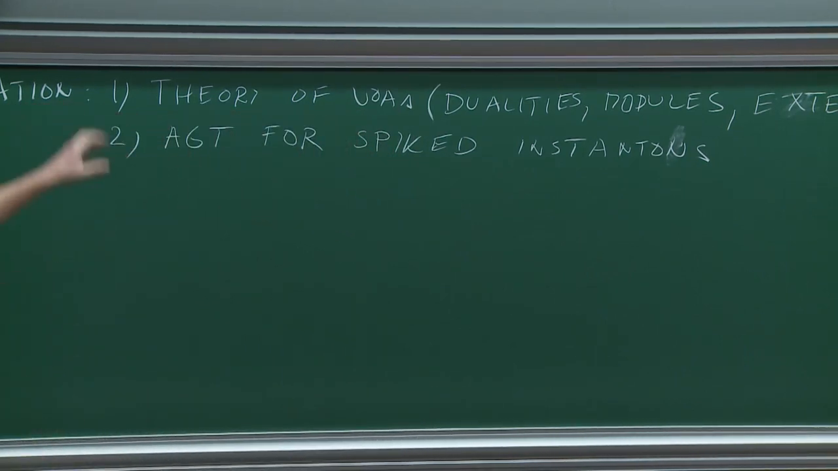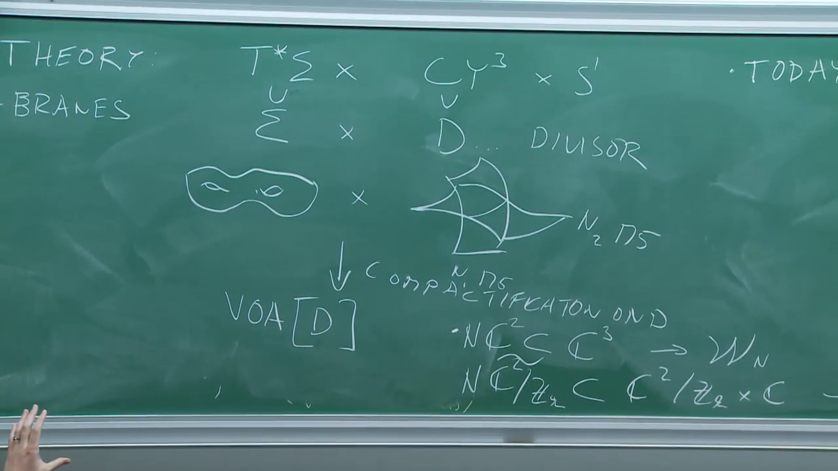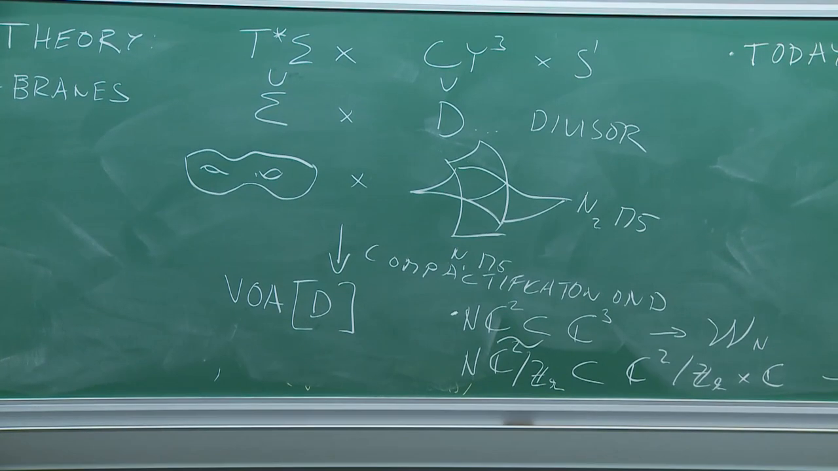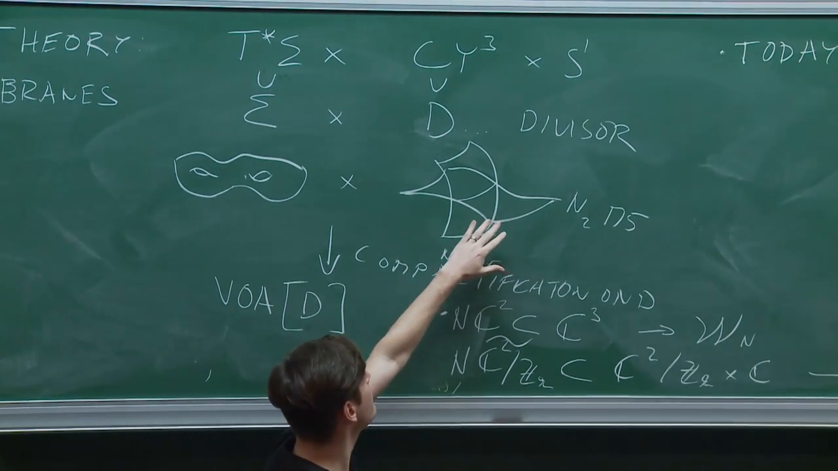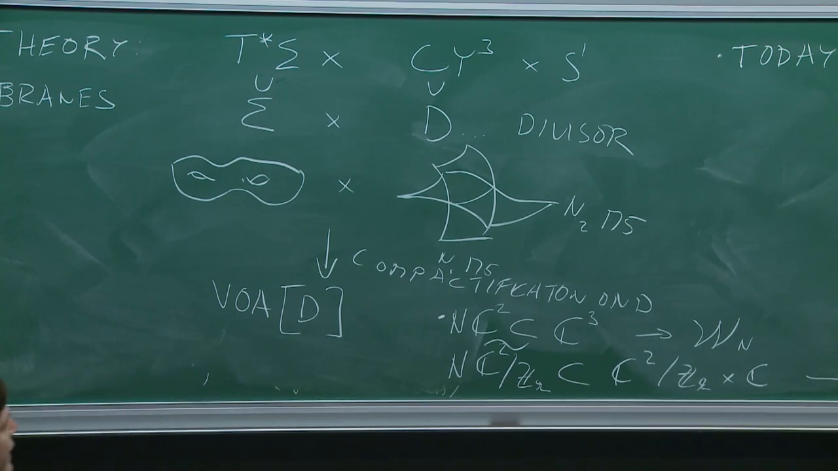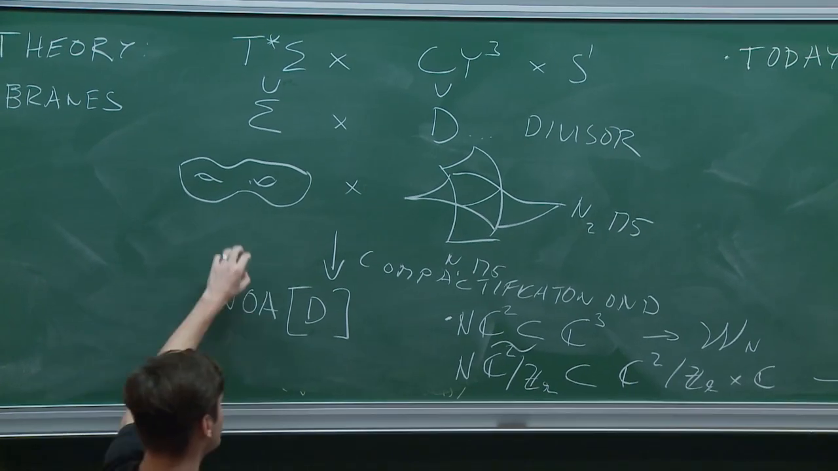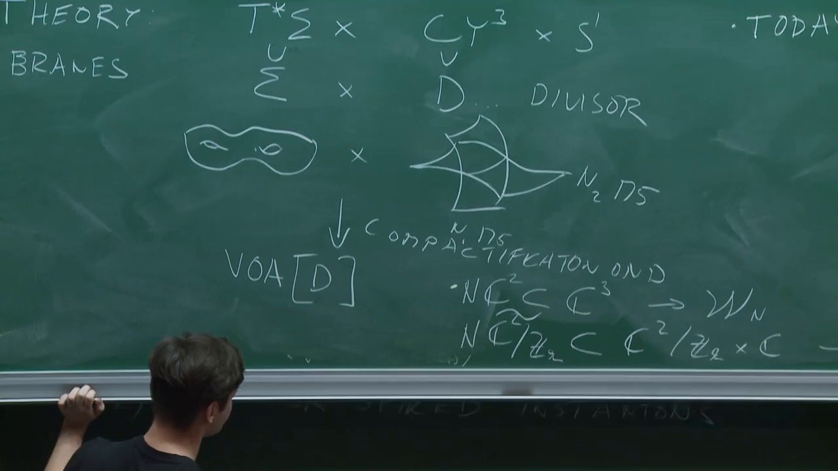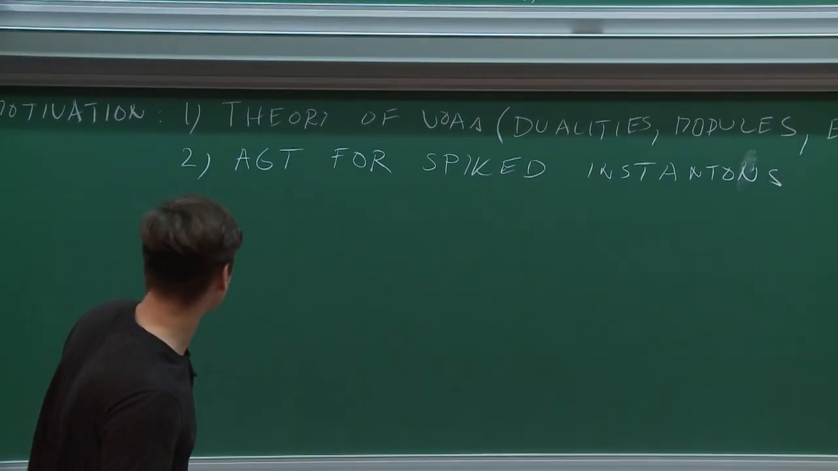Intuitively, what one can do, instead of compactifying on the divisor D, one can compactify on the Riemann surface to get a gauge theory with GL_{N1} and GL_{N2} gauge groups on each of the smooth components of the divisors, mutually interacting along the intersection. And it turns out that there is some correspondence between the vertex operator algebra on the left-hand side and this gauge theory configuration on the right-hand side. These gauge theory configurations have been recently studied in a series of papers by Nekrasov.